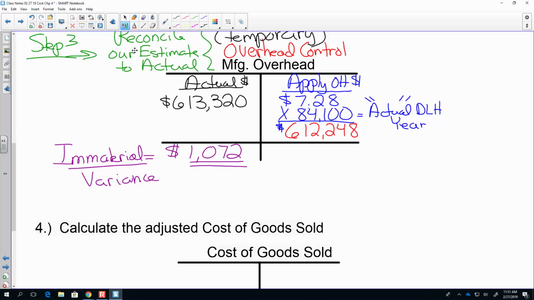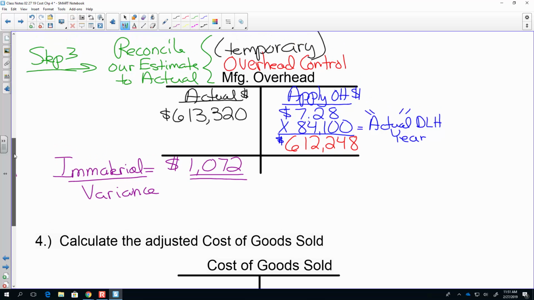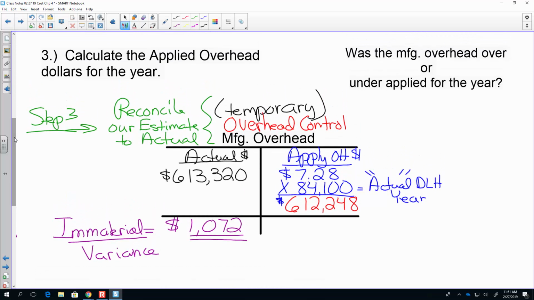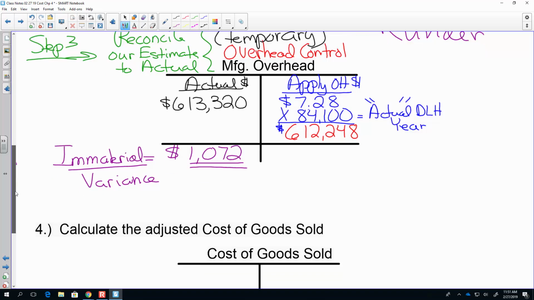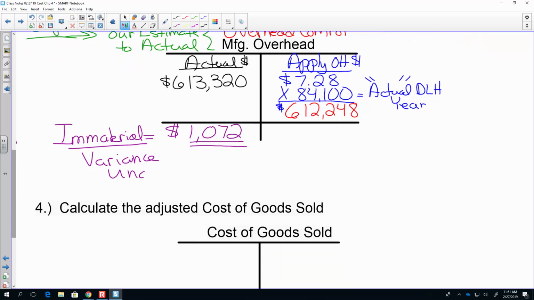Okay, good. So, we've already figured out the variance. Is it over or under? Under. And the answer is it's under. Yep. I didn't put enough into WIP. Not enough went into WIP. So here's another example, just like the book example, where I'm under applied. So I'm going to put that here also. Under applied.